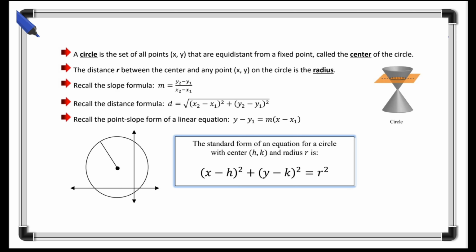Now, the standard form of an equation for a circle with your center at (h, k) and your radius of r is as follows. Please make sure you understand that the h and the k refer to your center and that the r is your radius, and it is radius squared. The important thing to remember is if your equation is not given to you in standard form, you would need to make your coefficients 1. So you might have to do some division in order to get your equation in standard form.